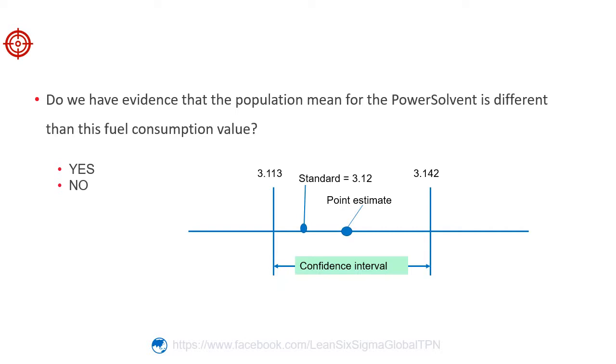Suppose we want to compare power solvent to high-end solvent, which have a fuel consumption standard of 3.12. Do we have evidence that the population mean for the power solvent is different than this fuel consumption value? The answer is no. According to the confidence interval, we don't have enough evidence to say that our sample is from a population with a mean fuel consumption that is different from 3.12. In other words, the power solvent is not significantly better or worse than this standard.